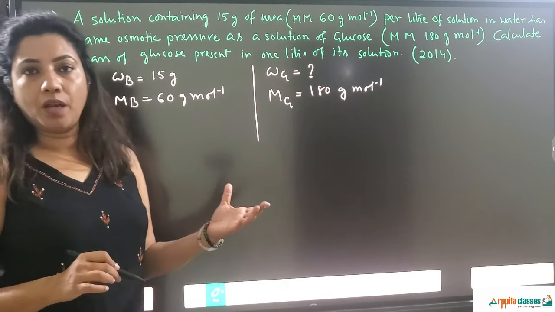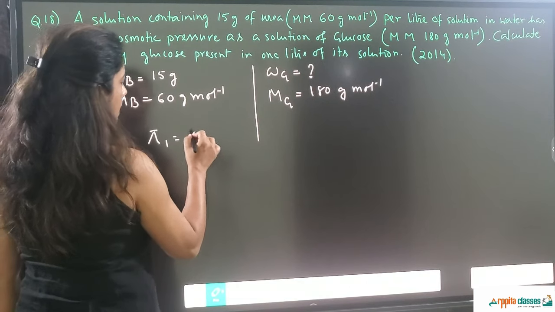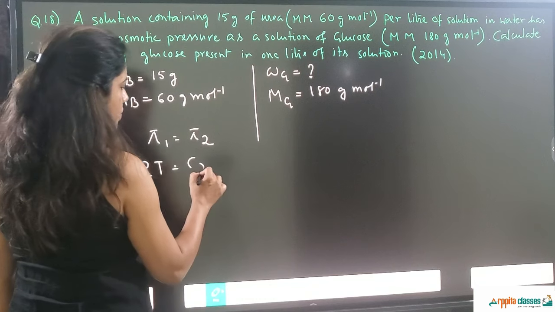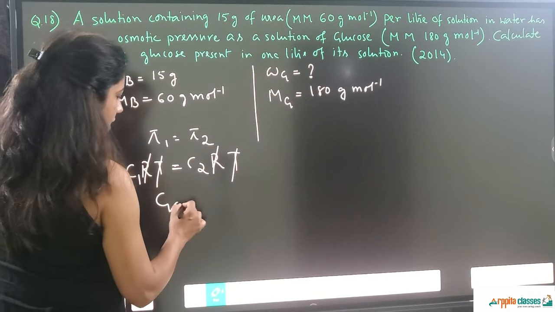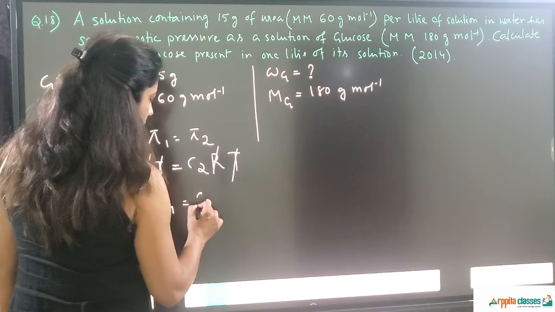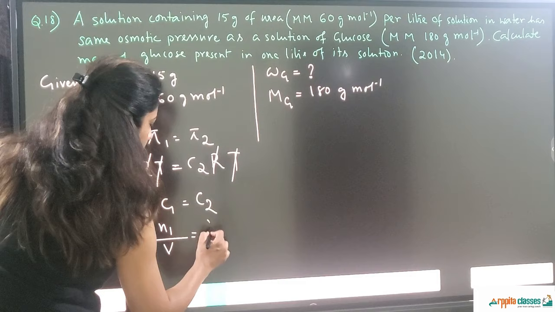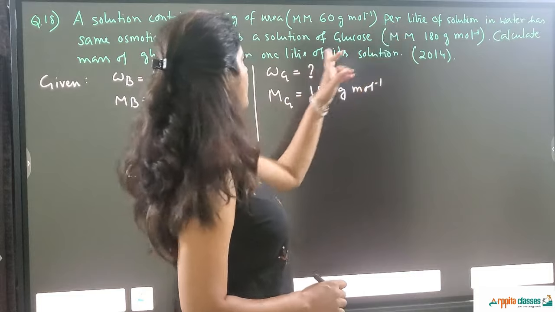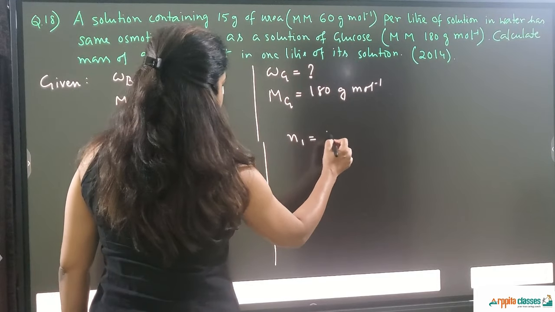Since they have the same osmotic pressure, π1 = π2. π1 is written as C1RT = C2RT. Here RT will get cancelled, so C1 = C2. Now C1 can be written as n1/V and C2 as n2/V. The volume of the solution is the same because it is per liter, so V will get cancelled and we get n1 = n2.